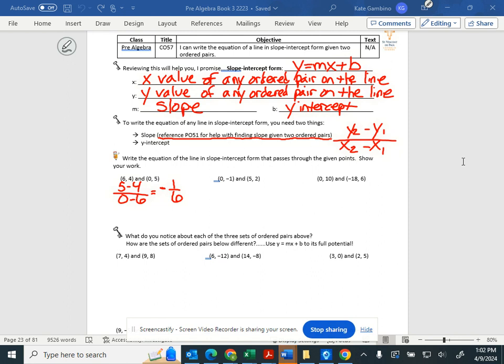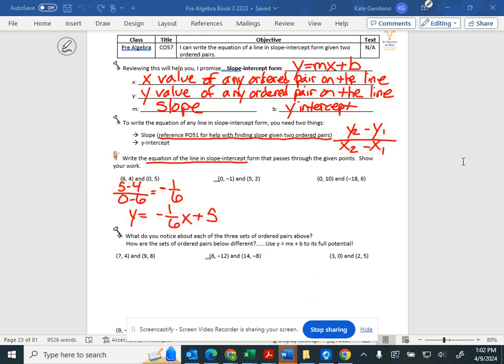So am I done? Nope. Well, what do I have to do now? I actually have to give my equation in slope-intercept form. So I found my m. Who can tell me what the slope-intercept form would look like? Y equals 1/6 x plus 5. Well, I know my slope was -1/6.